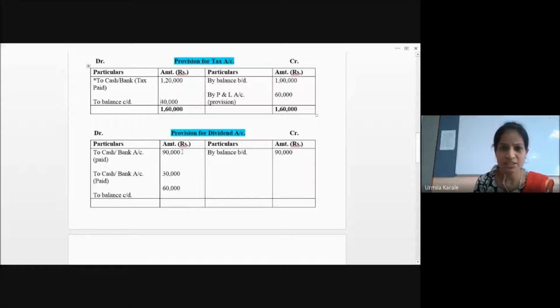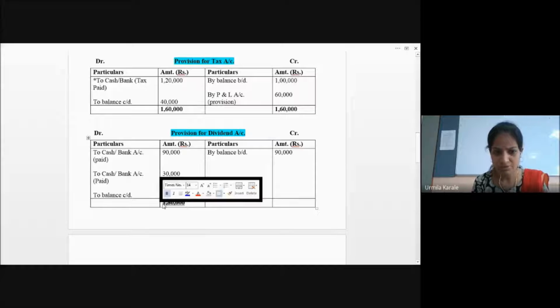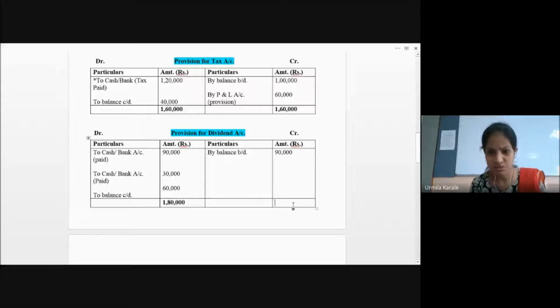On this side only 90,000, this side is more, so the total of this 90,000 and this 90,000 is 1,80,000. Same amount I'm writing on this side also. Out of this only 90,000 is there, so the remaining 90,000 is the balancing amount. Now this balancing amount is the provision for dividend account, which is shown on the credit side. So if I write it on this side, the provision balance is going to increase.